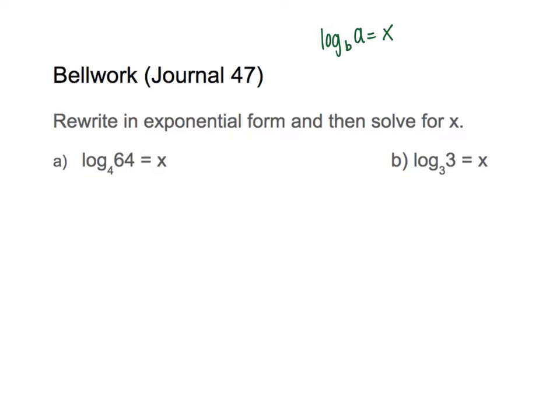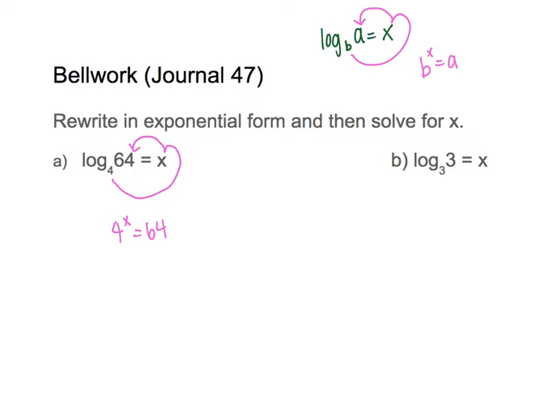If you remember, I used that heart trick to do it. I start with my base, go to my x, and then my value, or my a. So this is b to the x power equals a. That motion from b to x to a helps me write it in exponential form. So I'm going to start with 4, go to x, then 64. So this is 4 to the x power equals 64.